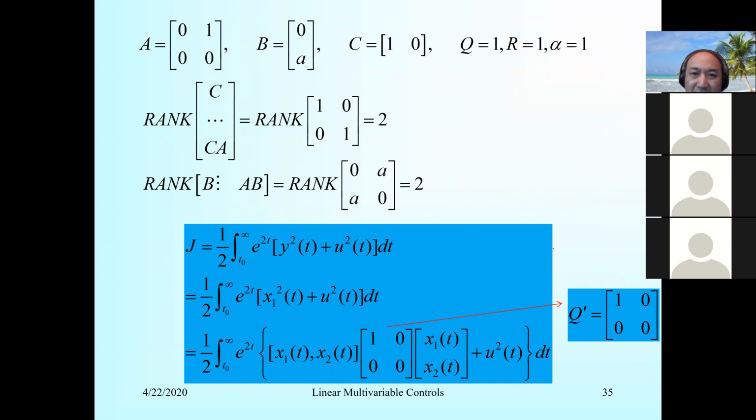So A, B, C, D. No D. D is 0. I don't have D. Q is 1. R is 1. Alpha is 1. Okay, and this is controllable and this is observable. So then we write this into our format here. This is my Q, this is R is 1, and this is alpha is 1 here. Okay, so let's move on.